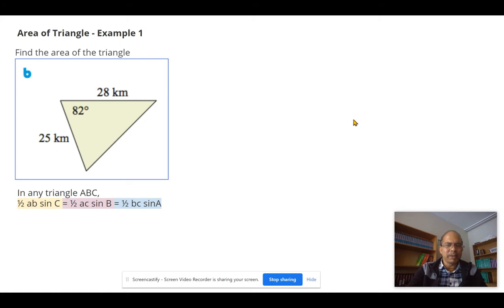Let's do an example. Find the area of a triangle given that the two sides are 28 and 25 kilometers, and the angle here, which happens to be the included angle for these two sides, is 82. Remember that in any triangle, half ab sine C is half ac sine B is equal to half bc sine A, and that's the area.